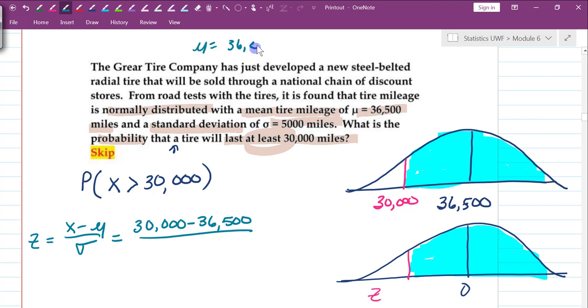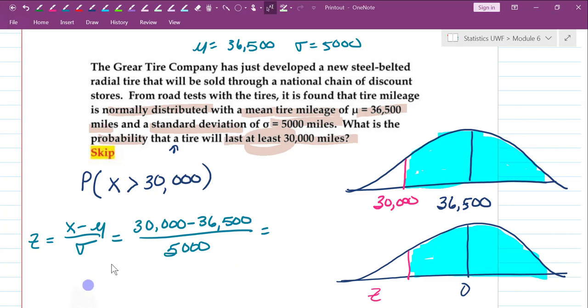So let me go ahead and write that up here. Mu is equal to 36,500. And then sigma was equal to 5,000. It helps if you write that down at the very beginning. So divide it by 5,000.